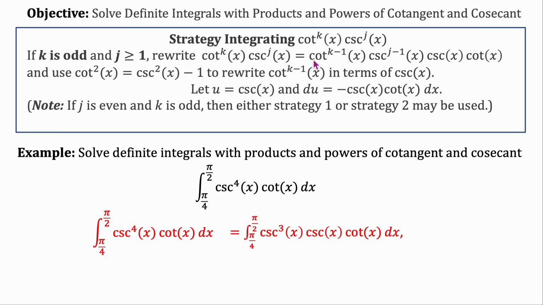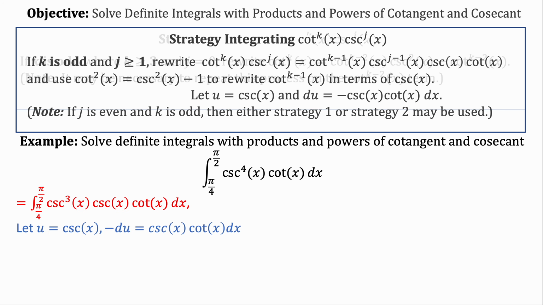We want the power on the cotangent to go down by 1. We can't really do that, but the power on the cosecant goes down by 1, and that's why it became a 3. We're really just pulling out a cosecant and a cotangent to be sitting next to the problem so that we can use this u substitution. So we're going to let u equal the cosecant. We're going to let du equal negative cosecant cotangent dx.